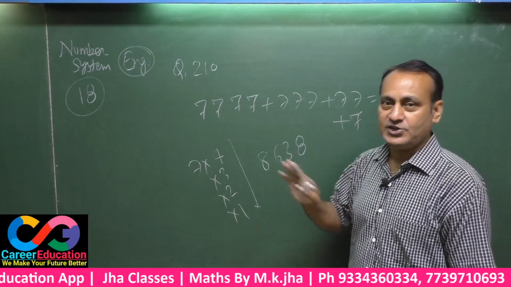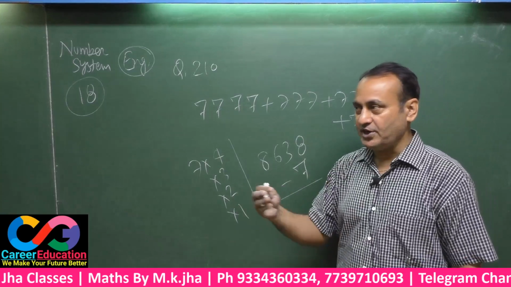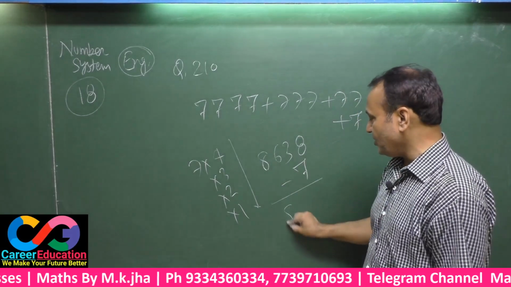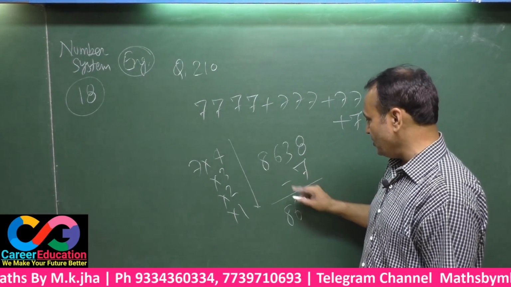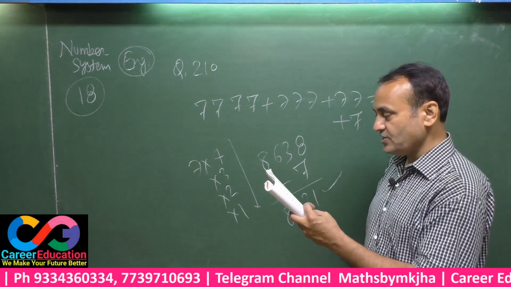But since there is no single 7, we have to subtract that 7 which was disturbing your trick. That means the correct answer should be 8631. This must be the right answer. Note down 8631.